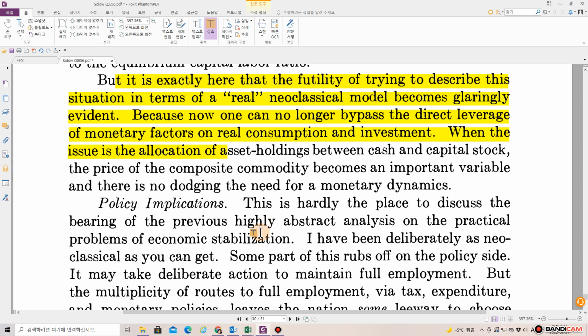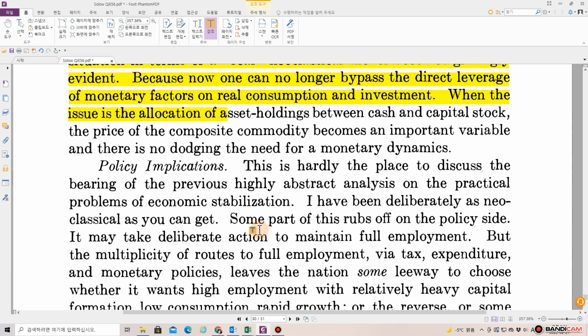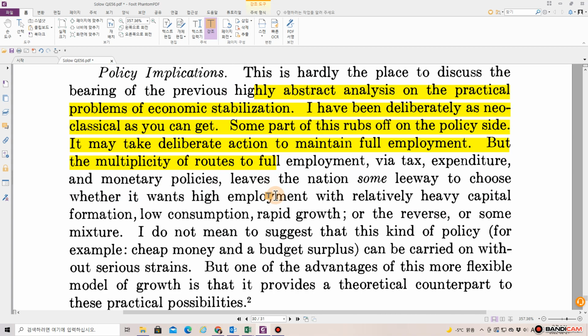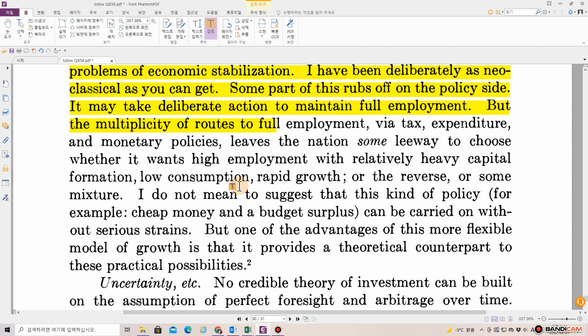Policy implications. This is hardly the place to discuss the bearing of the previous highly abstract analysis on the practical problem of economic stabilization. I have been deliberately as neoclassical as you can get. Some part of this rubs off on the policy side. It may take deliberate action to maintain full employment, but the multiplicity of routes to full employment via tax, expenditure, and monetary policies leaves the nation some leeway to choose whether it wants high employment with relatively heavy capital formation, low consumption, rapid growth, or the reverse, or some mixture.